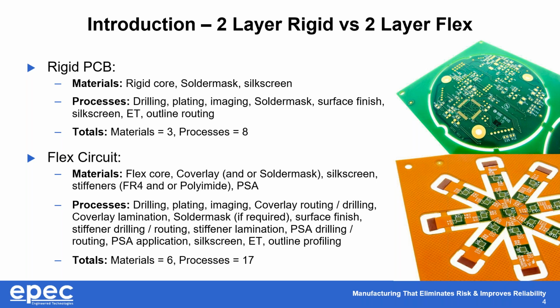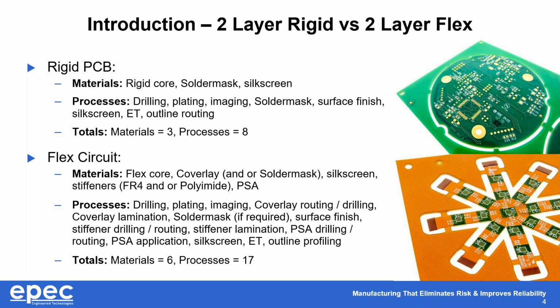The production processes are typically drilling, plating, creating the circuit imaging, applying the solder mask, applying the required surface finish, the silk screen for the nomenclature, electrical test, you do your outline routing, and you package it and ship it. So on average, you're going to have 3 different types of materials and approximately 8 significant process steps, I should say.